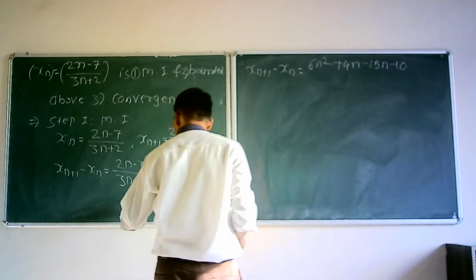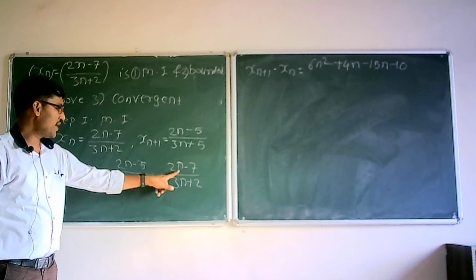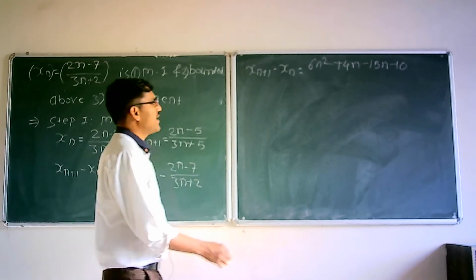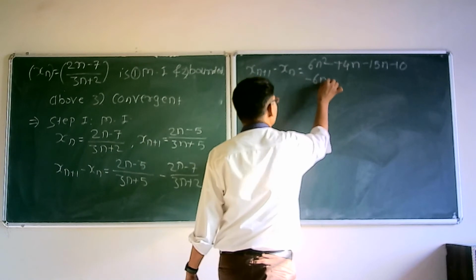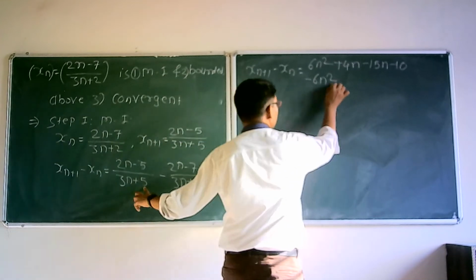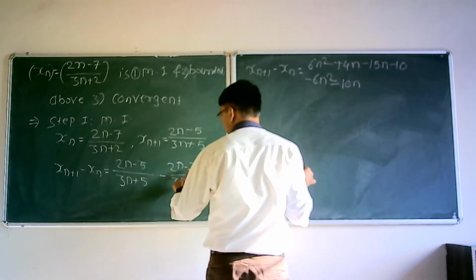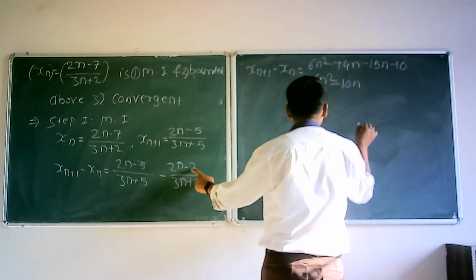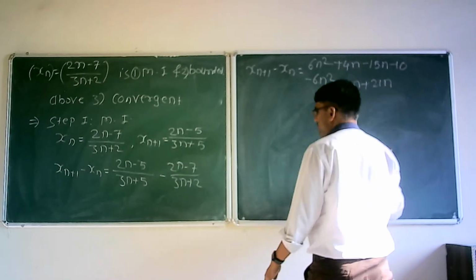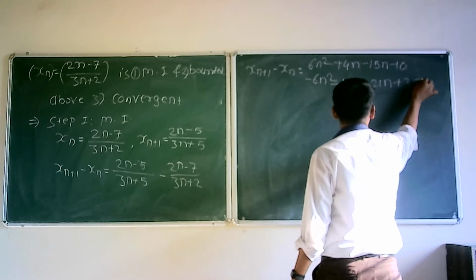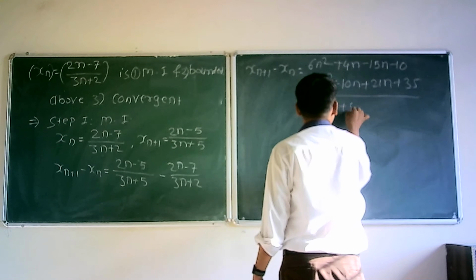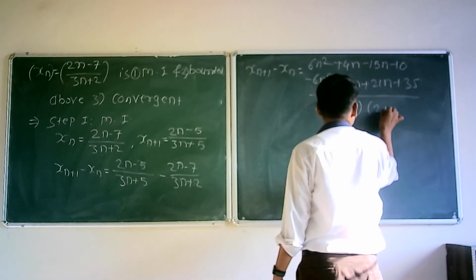Now next, multiply thrice n plus 5 by twice n minus 7. Then it is equal to twice n thrice n, which is minus 6n square, then minus 10n, then minus minus plus, so 21n, and again minus minus plus 35. This whole divided by thrice n plus 5 and thrice n plus 2.